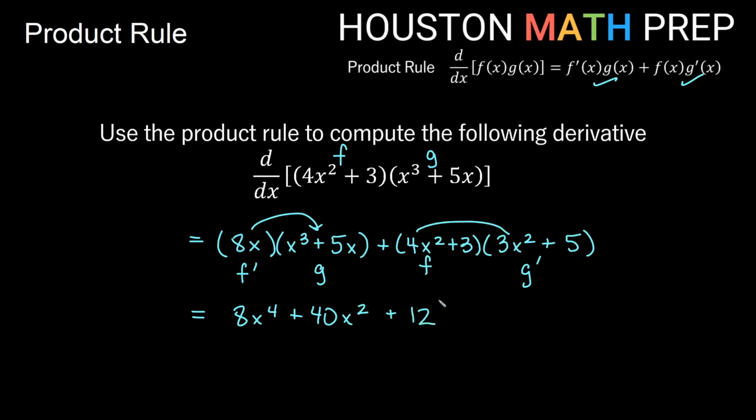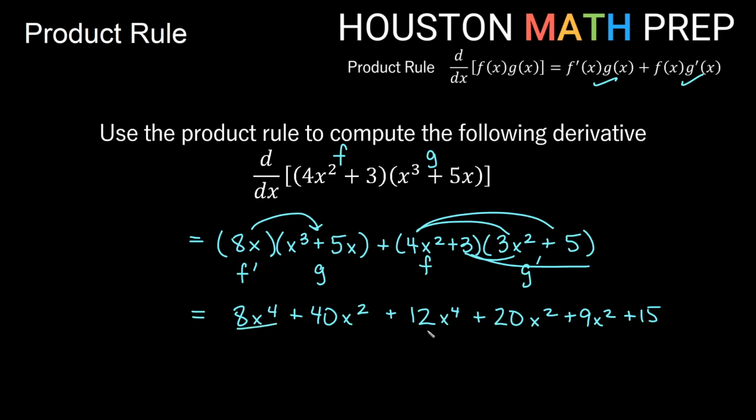4 times 3 is 12, x squared times x squared is x to the 4, times 5 would just give us 20x squared. Distributing the 3, we would get 9x squared, and then 3 times the 5 giving us plus 15. Now let's go ahead and combine like terms.